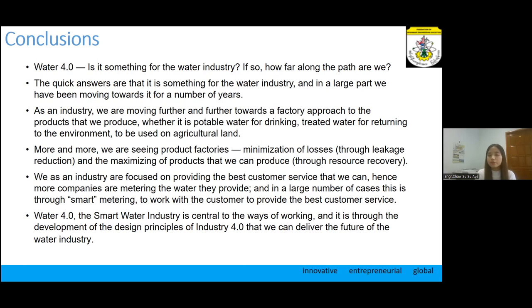We as an industry are focused on providing the best customer service that we can. Hence, most companies are metering the water they provide, and in a large number of cases, this is through smart metering, to work with the customer to provide the best customer service. So Water 4.0, the smart water industry, is central to the way of working, and it is through the development of the design principles of Industry 4.0 that we can deliver the future of the water industry.